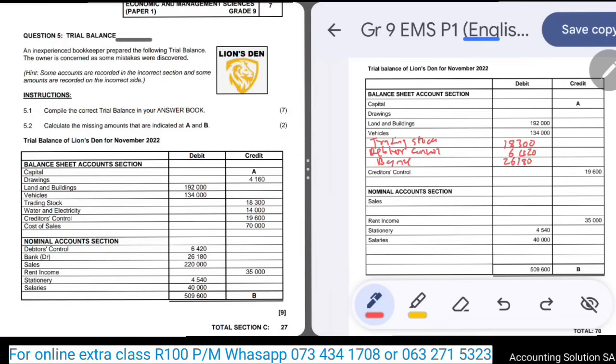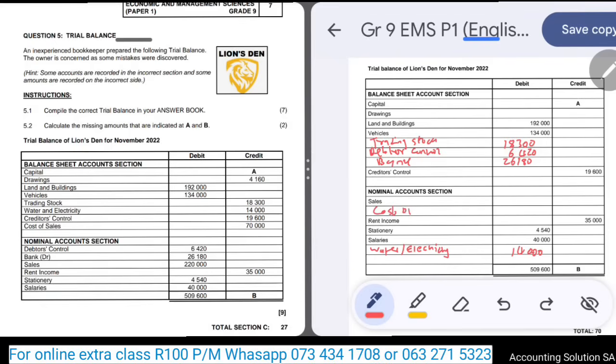Okay, and the other one that they did not do correctly is water and electricity. Water and electricity fall under nominal, not balance sheet. Water and electricity is 14,000. Then the other one, cost of sales, does not fall under balance sheet. It falls under the nominal section. It falls here, cost of sales.